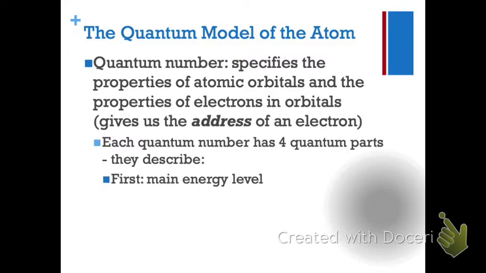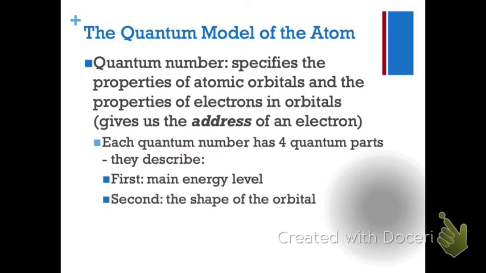The first part describes the energy level of the electron. So it tells us, is it in the first energy level, the second, third, all the way through 7? There are 7 energy levels total because if you look on your periodic table, there are 7 periods or 7 levels. 1, 2, 3, 4, 5, 6, 7. Right? They can go all the way 1 to 7.